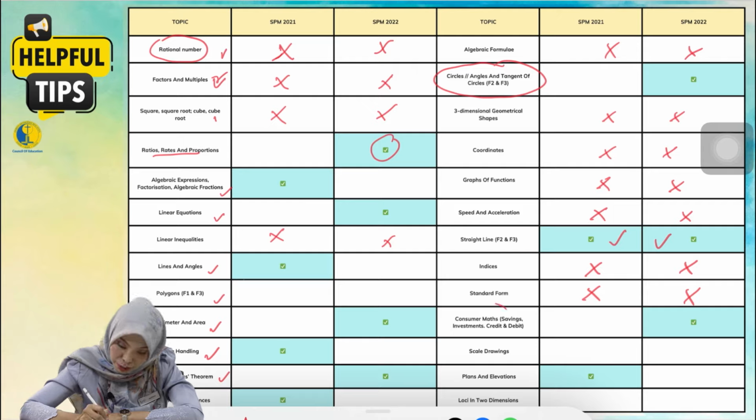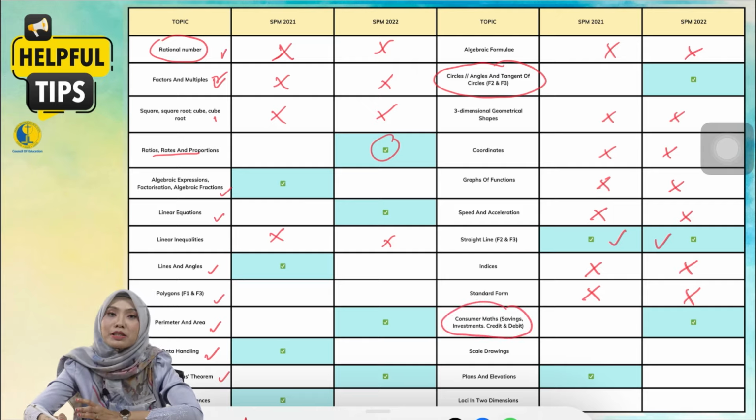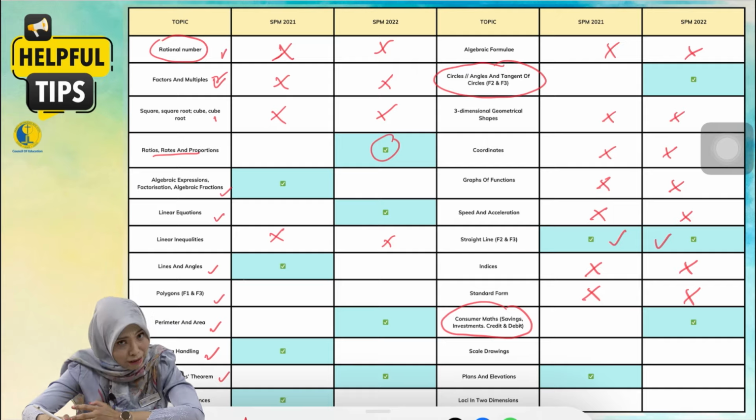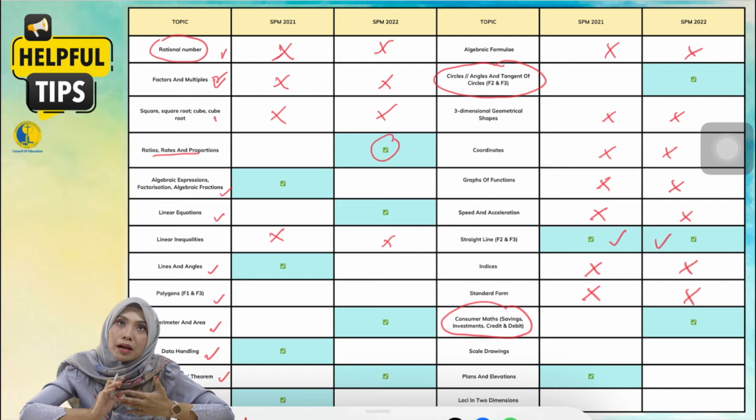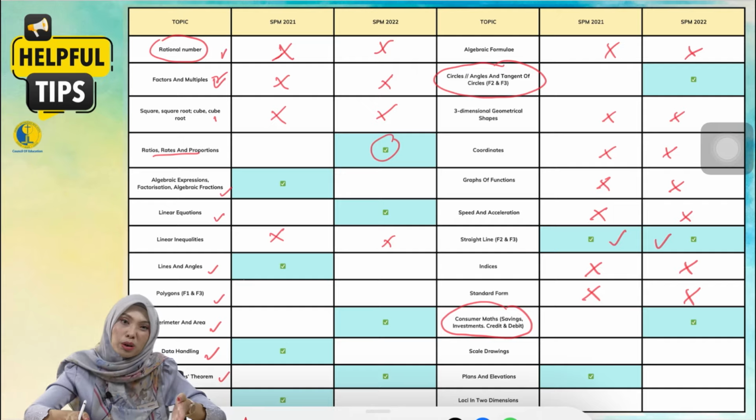Consumer maths. This is what happened recently to my Form 5 student. Teacher, we don't really think that investment and savings will still come out as a big question. Yes, it's sad news to tell you that it can still come out, even though you've learned consumer maths again in Form 4 and Form 5, and I think it's way easier. But you still need to go back to your Form 3 books to study savings, investment, credit, and debits. It can come out as a big question, and the marks allocated are huge, I can say 5 marks and above. It's not only 1 to 2 marks questions.